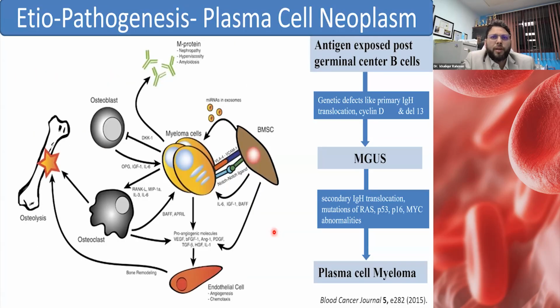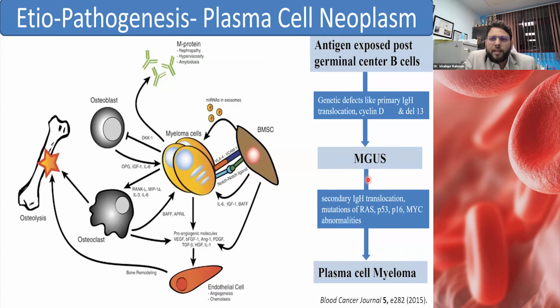So what is the etiopathogenesis of plasma cell neoplasm? It is said that chronic antigen exposure and the antigen-exposed post-germinal center B cells have some epigenetic changes along with some primary genetic events that lead to clonal proliferation of these cells. This is a pre-neoplastic condition, MGUS. When these cells gain a secondary hit or secondary mutation, either IGH translocation, c-MYC translocation, or P53, these are the secondary events that occur later in this clonal proliferation. And then these things together form a full-blown multiple myeloma or plasma cell myeloma.